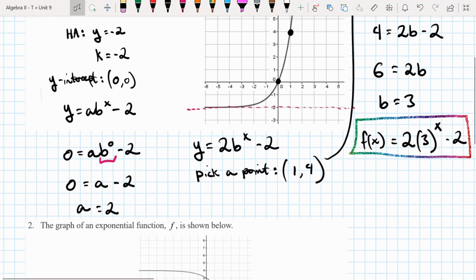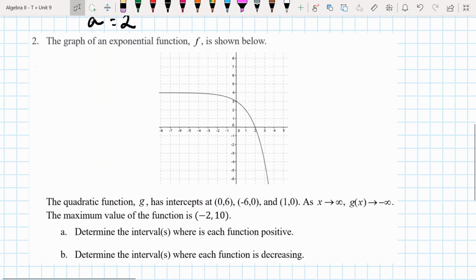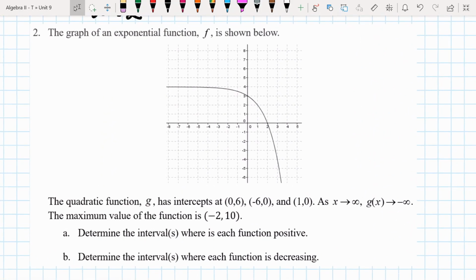Okay, let's wrap this up by going through a question where we're going to look at a graph of an exponential function as well as another function that's not graphed, and then determine some key characteristics of that function. So here we have f of x, which is graphed here. And we have another function that is not graphed, but let's graph it real quick. So here's f of x, let's call it f, and there's g of x as well.